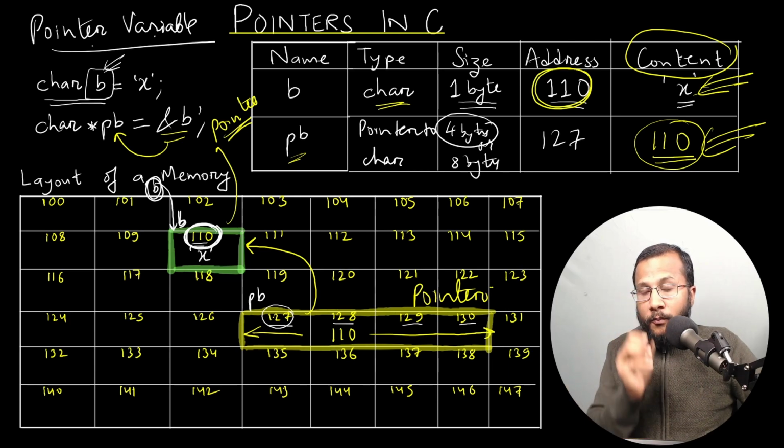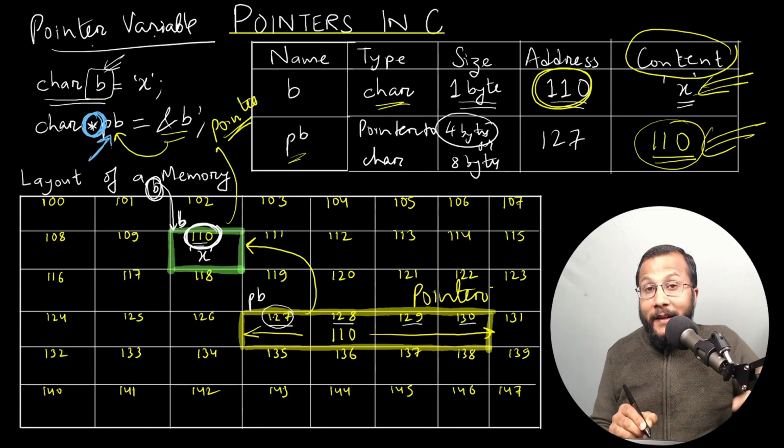And one more very important point to note down: whenever you are creating a pointer, you always have to use this asterisk, star. So you have to write char star pb. Now pb becomes the pointer variable, meaning it is capable of storing the address of a memory location.